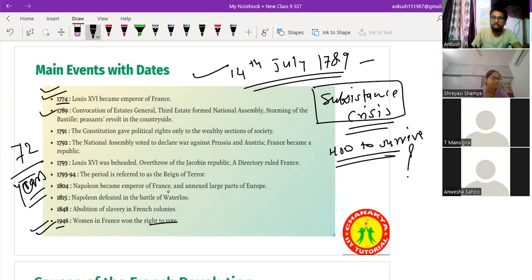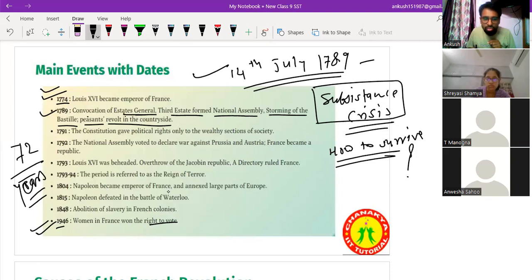Now, immediately after 1774 to 1788, we are not there, because this was the rule. Means France was ruled by the king. Then Convocation of States General, third state formed National Assembly, storming of the Bastille, peasants revolt in the countryside. This is the background that we are going to study. The main thing is why this French Revolution took place.